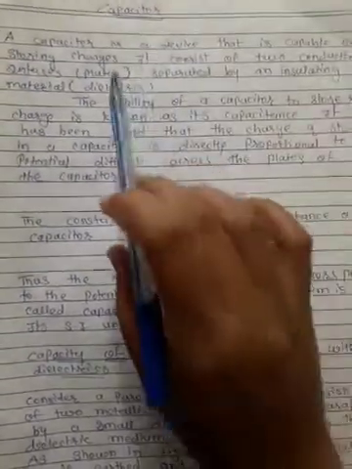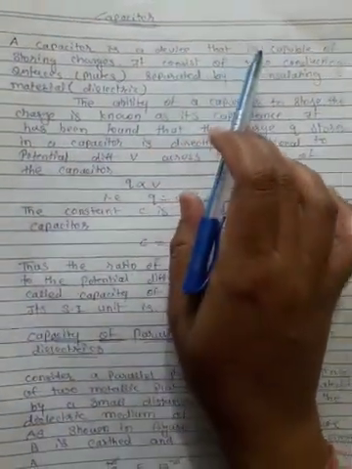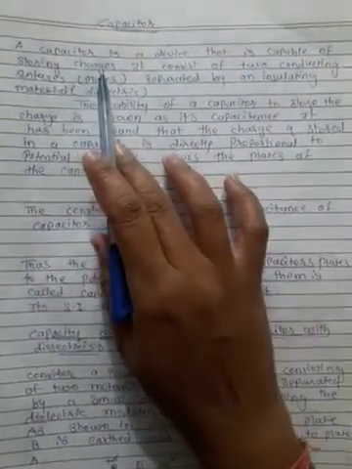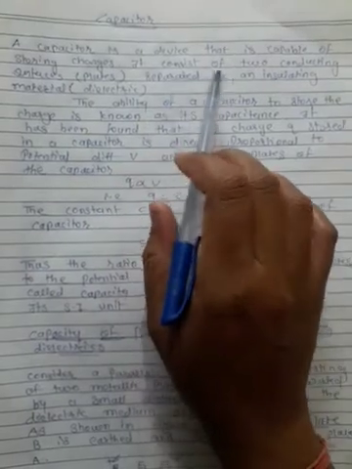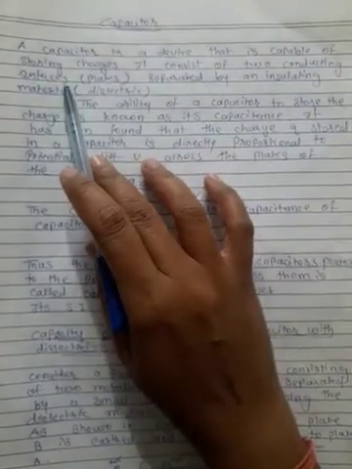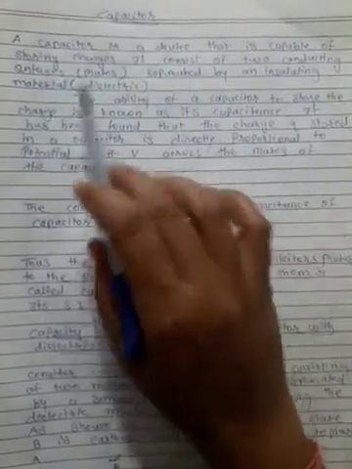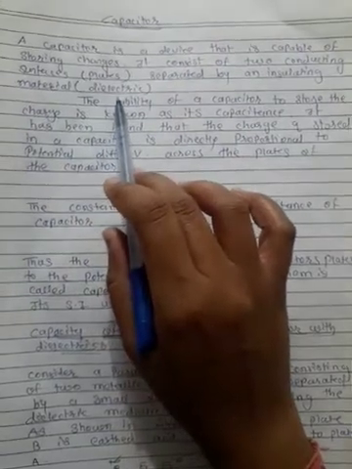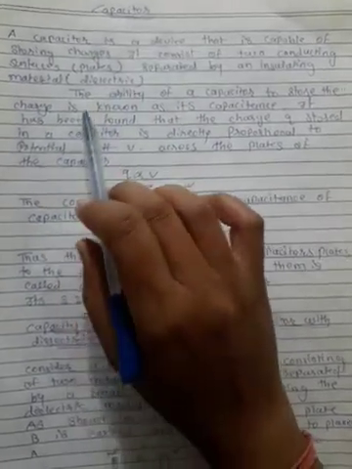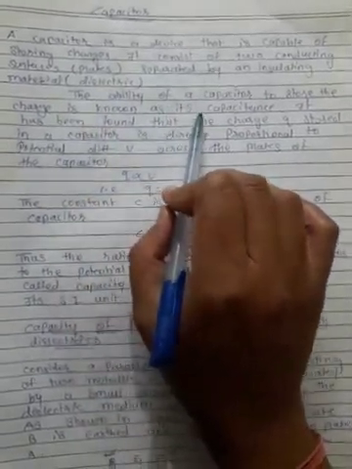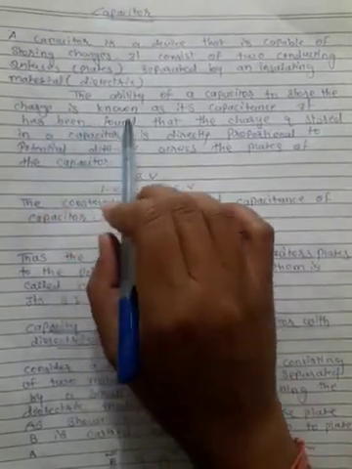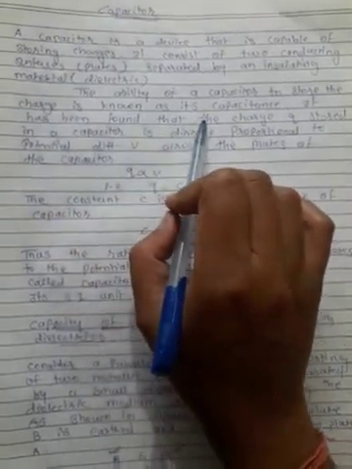A capacitor is a device that is capable of storing charges. It consists of two conducting plates separated by an insulating material, that is, the dielectric material. The ability of a capacitor to store charge is known as its capacitance.